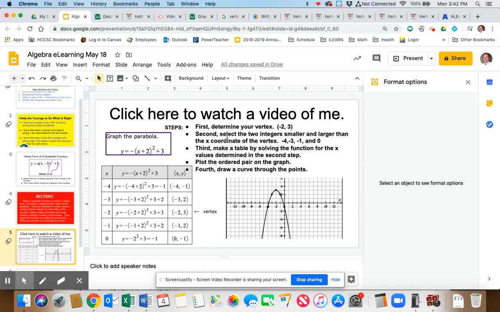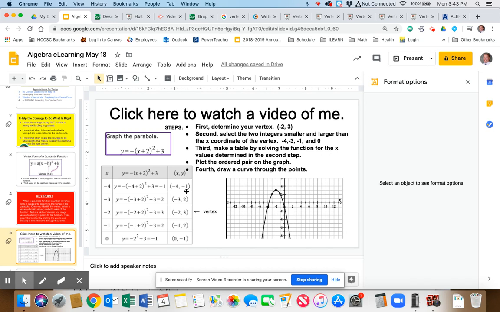So that's the second step here. Select 2 integers smaller than and 2 larger than the x-coordinate of the vertex. So in this case, negative 4, negative 3, negative 1, and 0. Third, make a table by solving the function for the x values determined in the second step. So in the table, you'll plug these numbers into the equation, into the formula, and you'll find out what y equals. This is kind of a tedious process. You've got to keep plugging the number in for x and then figure out what y equals.